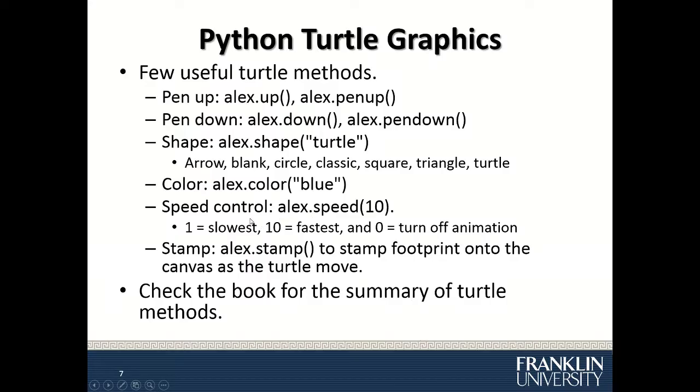You can also do speed control. Alex dot speed: 1 is slowest, 10 is the fastest, and 0 you turn off the animation. Alex dot stamp: with the stamp method, you can stamp the footprint onto the canvas as the turtle moves. You can look at the turtle documentation in the book as well as on the web for more information about the turtle.